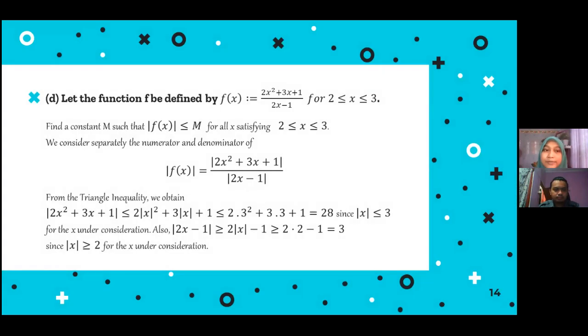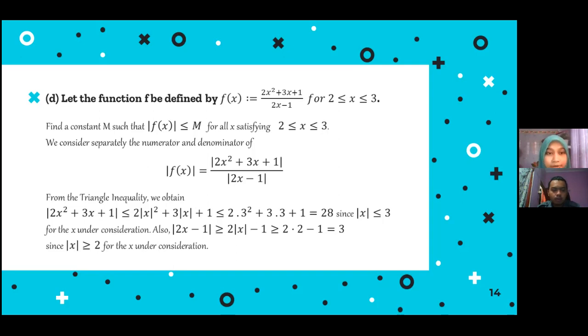Okay, next example. Let the function f be defined by f(x) = (2x² + 3x + 1)/(2x − 1) for x ≥ 2 and x ≤ 3. Find a constant M such that the absolute value of f(x) ≤ M for all x satisfying x ≥ 2 and x ≤ 3.